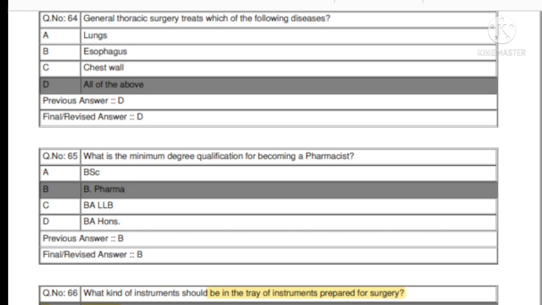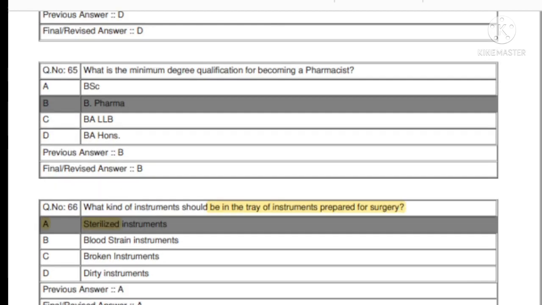Next question, question number 64. General thoracic surgery treats which of the following diseases? A. Lungs, B. Esophagus, C. Chest wall, D. All of the above. As you all know that in general thoracic surgery, lungs can be treated, esophagus can be treated or chest wall can be treated.